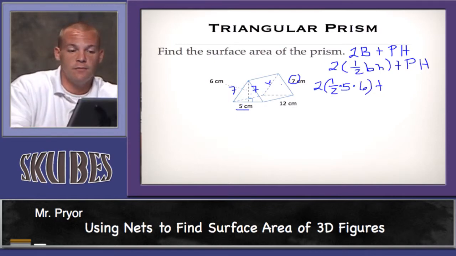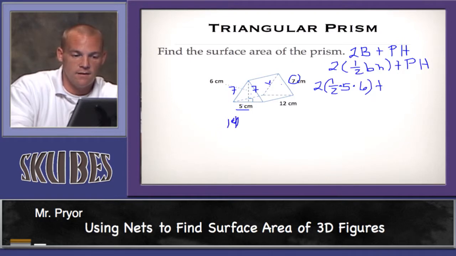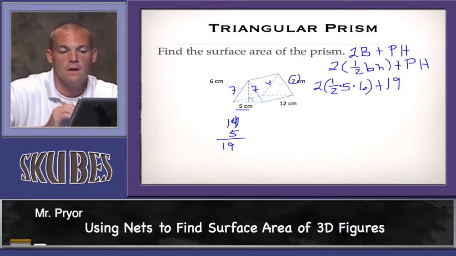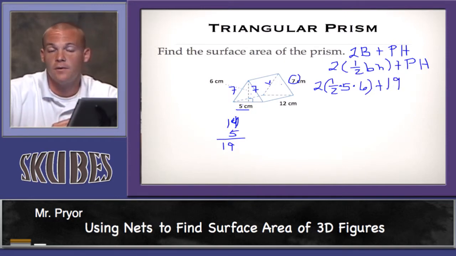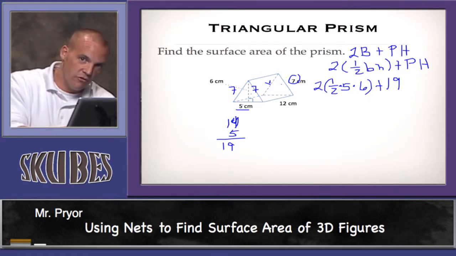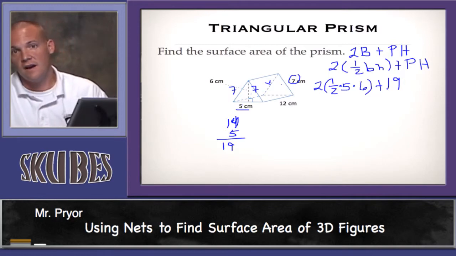Alright, so 5 plus 7 plus 7 in this case, so that's going to be 7 and 7 is 14, so 14 plus 5, which would give us 19. So our perimeter is going to be 19, and then we will take that and multiply it by the height of the entire prism. Now again, you have a height of a triangle and you have the height of the entire prism.